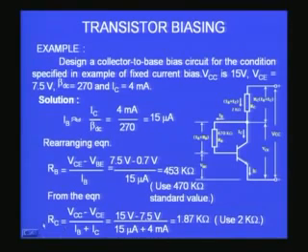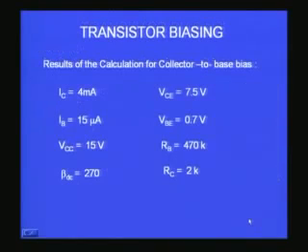So what is RC? RC is VCC minus VCE divided by the total current IB plus IC that we already discussed. 15 minus 7.5 divided by 15 microampere plus 4 milliampere, which is almost equal to 4 milliampere, and the value is again 1.8 K or 2 kilo ohms. So when I do this, you would find again the corresponding voltages will be obtained.